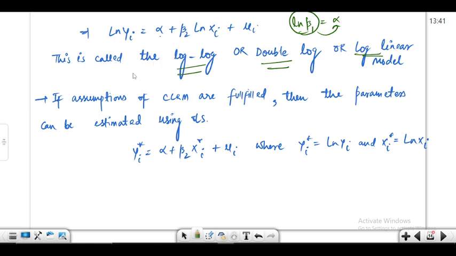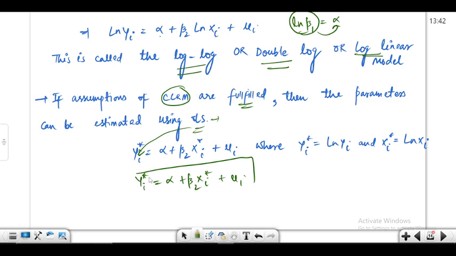If in this regression equation the assumptions of the classical linear regression model are fulfilled, then the parameters can be estimated using the ordinary least square method. I've transformed this equation even further to look more like the normal regression equation that we have been reading till now. I've used different notations here, where yi star represents the ln yi variable, and xi star represents the ln xi variable. Using this equation and the ordinary least square method, you can estimate your beta 2, or beta 2 hat. That would be an estimator of your true parameter.